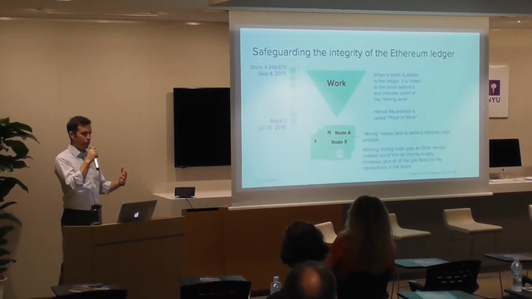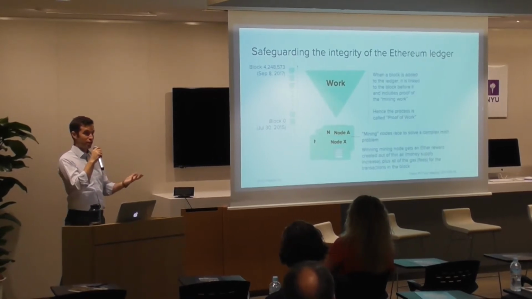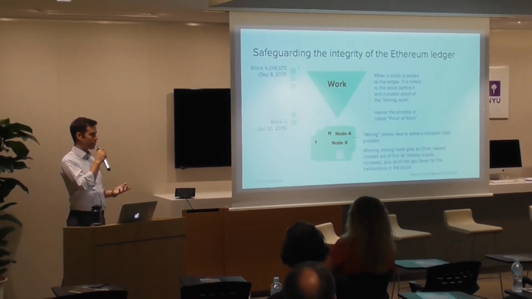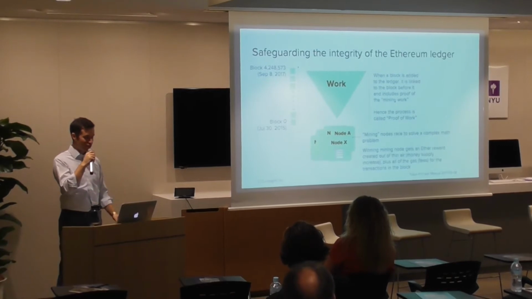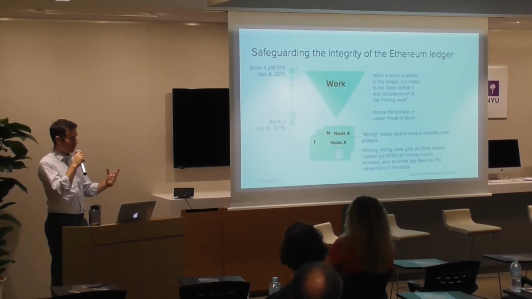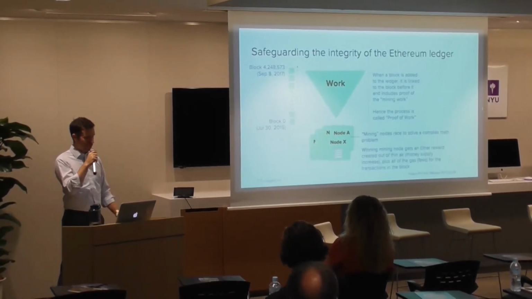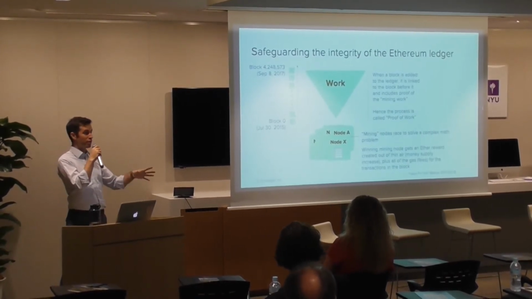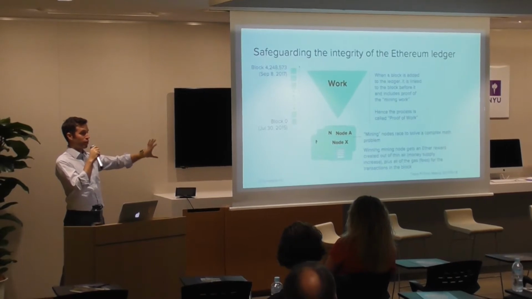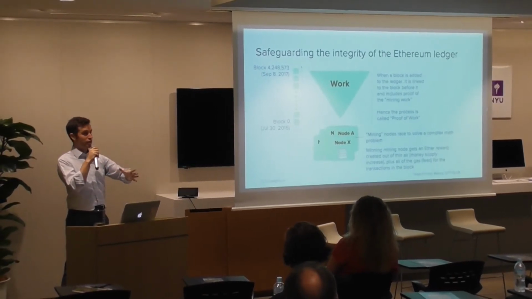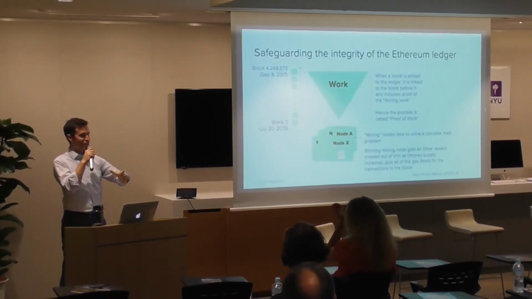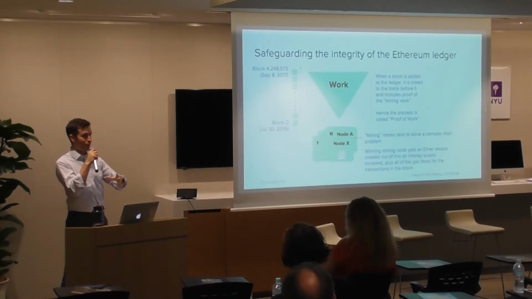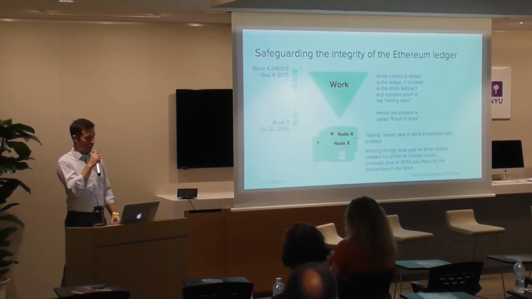But what prevents a node from inserting a bad transaction into the ledger? For example, spending the same piece of ether twice. And this is where the real meat of safeguarding the public Ethereum blockchain comes from, and what separates a public blockchain like Bitcoin or Ethereum from the private distributed ledger technologies that you're going to hear about from some of the other panelists.